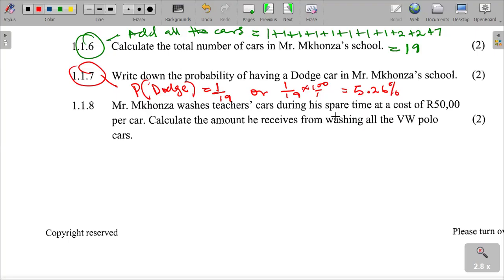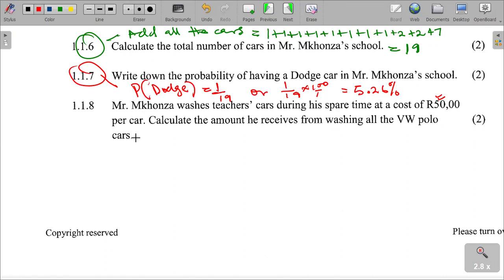And then number 8. Mr. Mkonza washes teachers' cars during his spare time at a cost of 50 rand per car. Calculate the total amount he receives from washing all the polo cars. So all the polo cars that he has to wash, we are saying how much can he receive in washing all the polo cars.